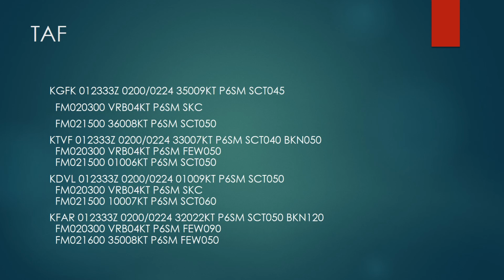Devil's Lake, again very similar, variable at 4 at 0300, plus 6 miles, skies clear. 1500 predicting 100 at 7, plus 6, scattered 6,000. Fargo predicting at 0300, variable 4, visibility plus 6, few clouds at 9,000, and then at 1600, 350 at 8, plus 6, few clouds at 5,000.